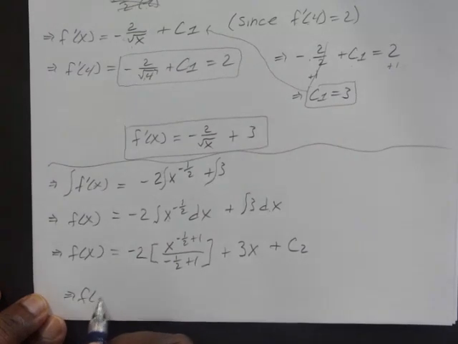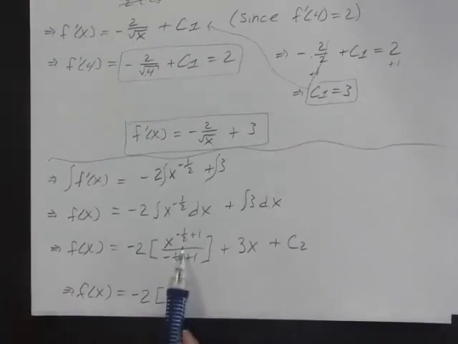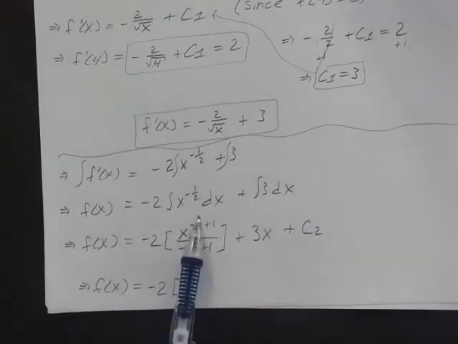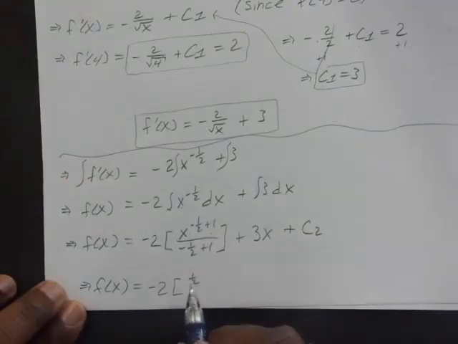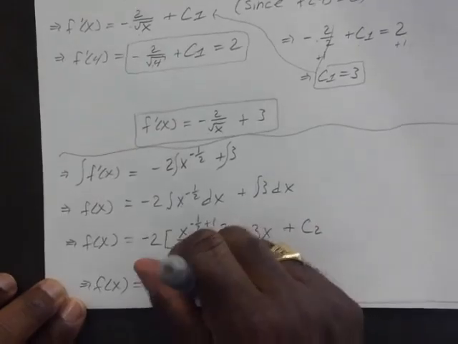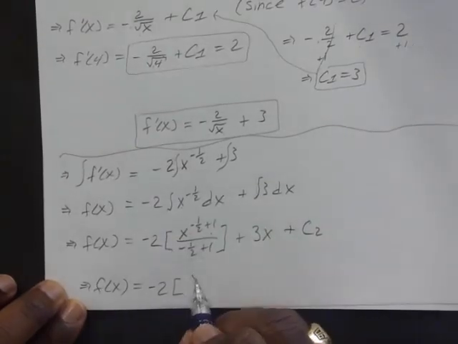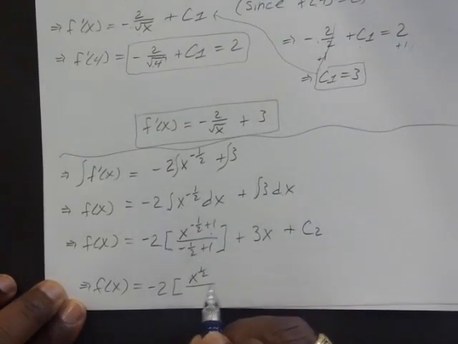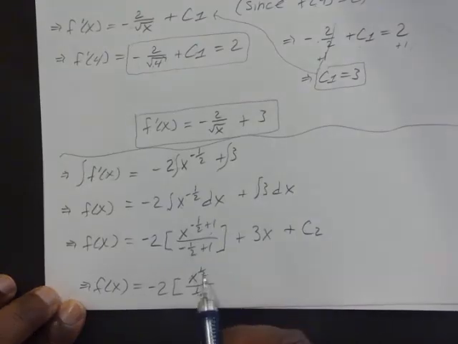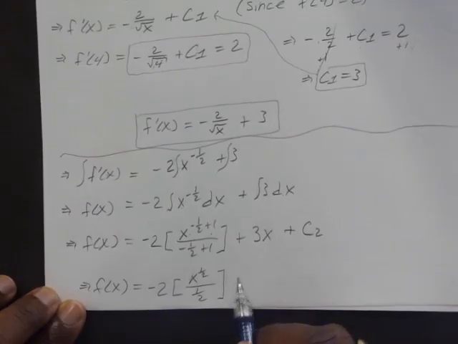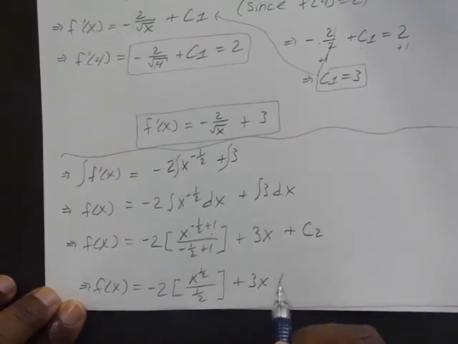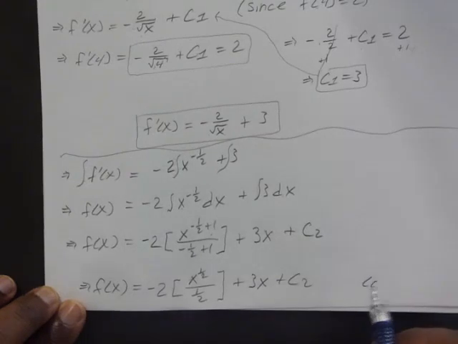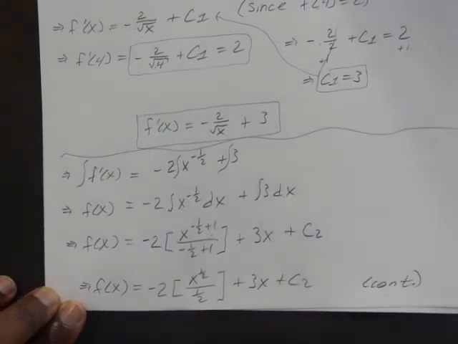So that means we have f of x is equal to -2 times x to the power of -1/2 plus 1 is +1/2. X to the power of 1/2 divided by 1/2 plus 3x plus C number 2. And we'll finish it on the next page.